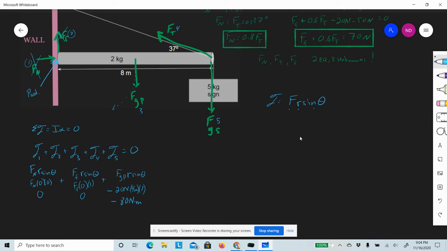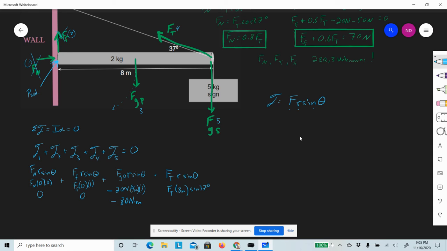The fourth force, tension of the rope. Force T times R times the sine theta. Force T, we don't know what the tension is. No idea. R, it's all the way at the end, so it's 8 meters. And theta is 37, times the sine of 37. Sine of 37 degrees is 0.6. 0.6 times 8. Well, 6 times 8 is 48, so it's going to be 4.8.